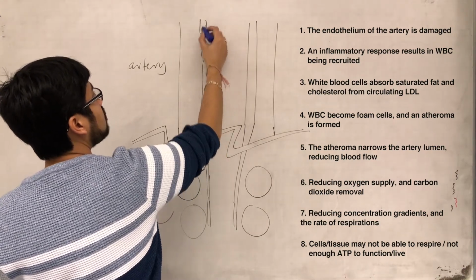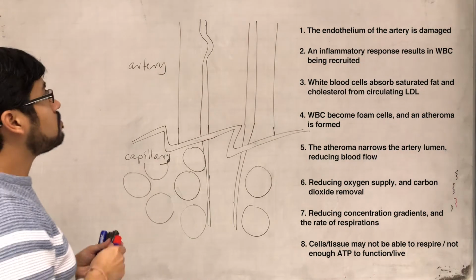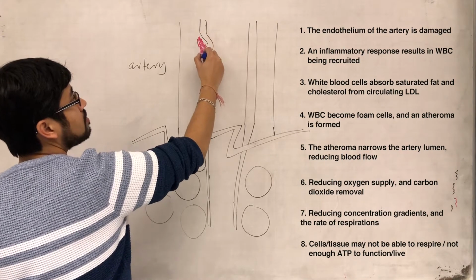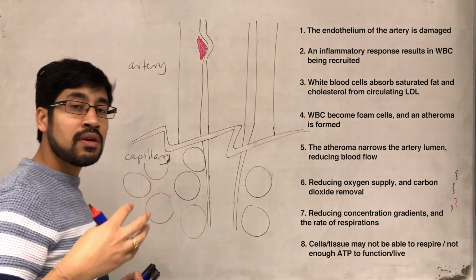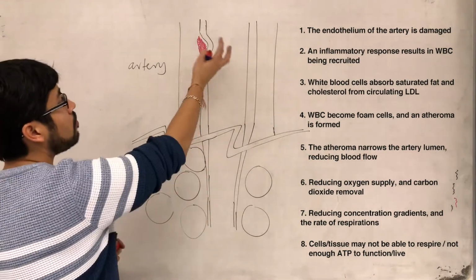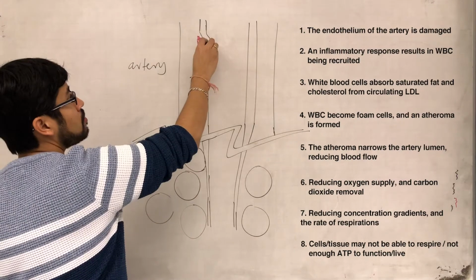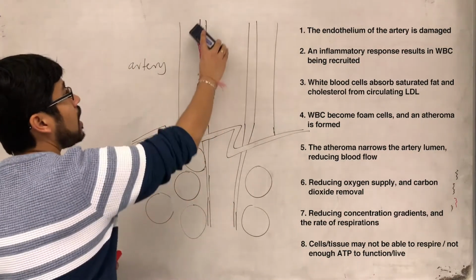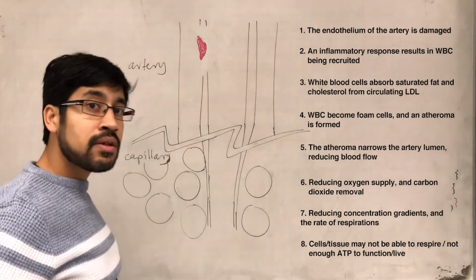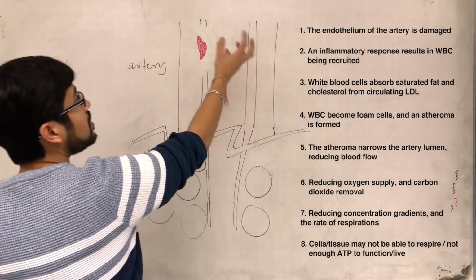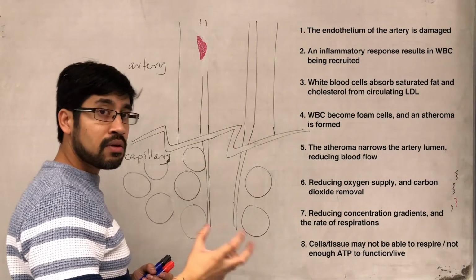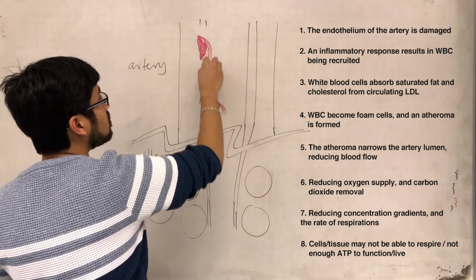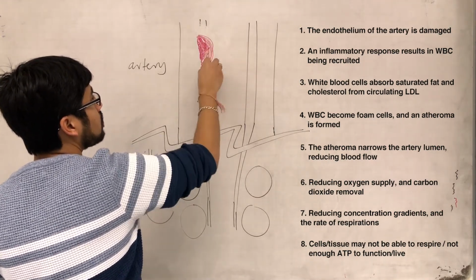So effectively, the endothelium gets fixed, but we have this buildup behind, which is a result of absorbing the saturated fats and cholesterol from the low-density lipoproteins. Okay. Now, if this carries on, so if this person has constantly high levels of LDLs in their blood, then the white blood cells will keep absorbing the saturated fats and cholesterol, and the atheroma will then grow to a significant size behind the endothelium. Okay.